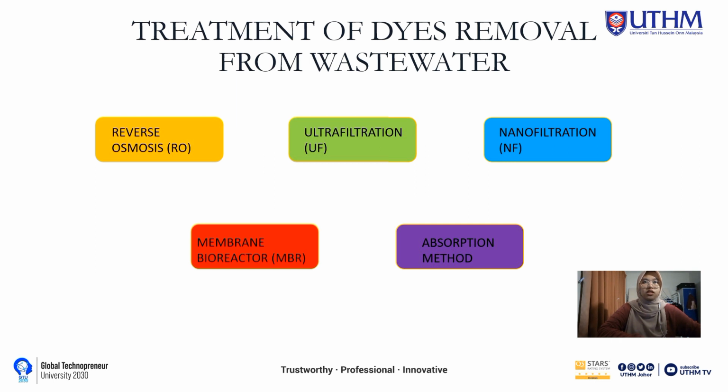Different treatment methodologies have been employed to treat textile wastewater, such as reverse osmosis, ultrafiltration, nanofiltration, membrane bioreactor and adsorption methods. Reverse osmosis is a water purification process that uses a partially permeable membrane to separate ions, unwanted molecules and large particles. Reverse osmosis is growing in popularity when it comes to managing and treating wastewater, especially in industrial processes.